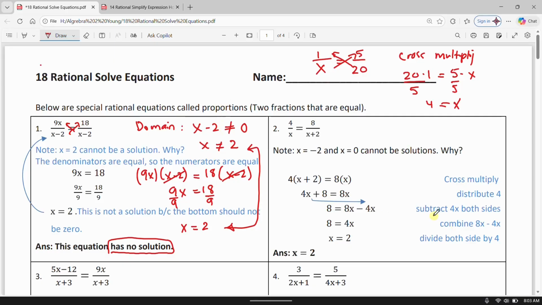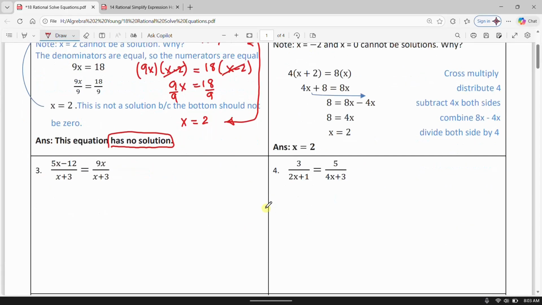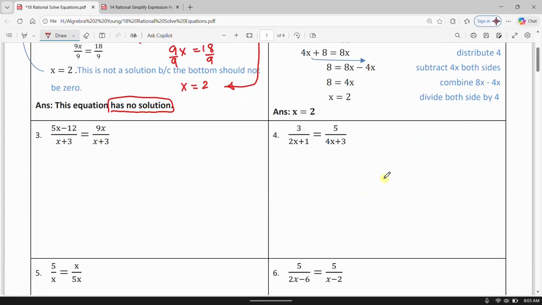So example number 2, I did it for you, so I don't want to keep repeating that. You can look at that. That's solving an equation with a couple steps. So let me start with doing this one over here to show you. First, before you do anything, write the domain. So x plus 3 cannot be equal to 0. That turns out to be x cannot be equal to negative 3.